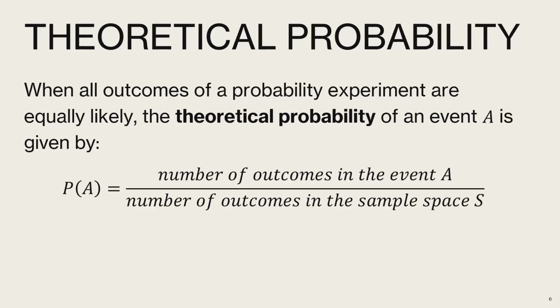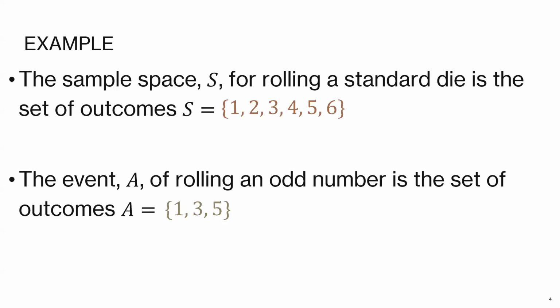So if we go back and talk about event A being rolling an odd number on a standard die, you have 3 options in event A, 1, 3, and 5, out of 6 total options in your sample space, 1, 2, 3, 4, 5, 6. So you have 3 divided by 6, or 1/2. So theoretically, you have a 1 in 2 chance of rolling an odd number each time that you roll a standard die.